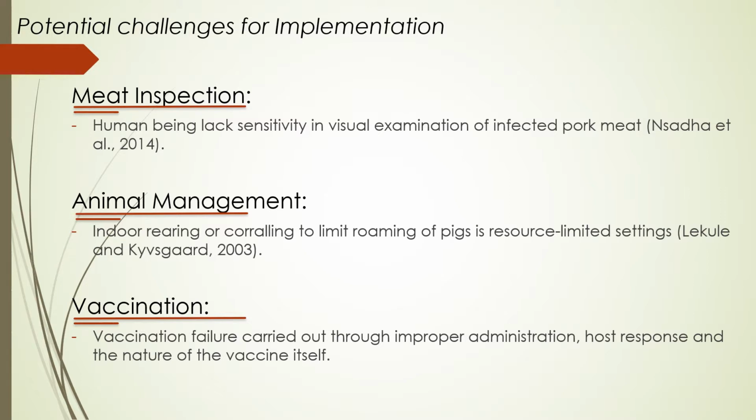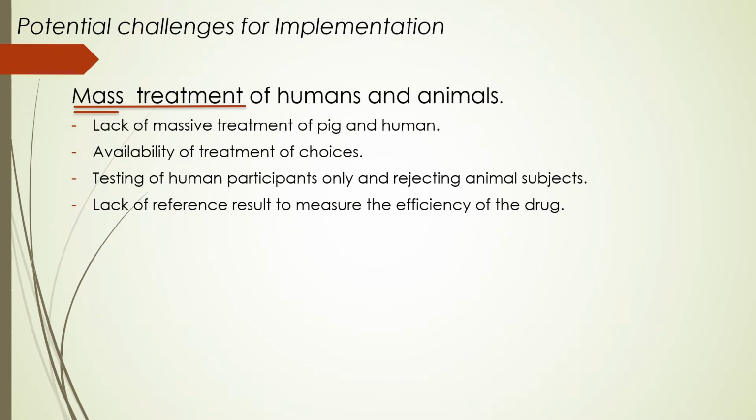For the meat inspection, a human being lacks sensitivity in visual examination of infected pork meat, and lack of routine meat inspection causes poor grading of meat for human consumption, and meat found unfit for human consumption should be discarded. In animal management, indoor rearing or corralling to limit roaming of pigs is difficult in resource-limited settings. And vaccination failure can result from improper administration, host response, and the nature of the vaccine itself. Under mass treatments of humans and animals, lack of massive treatment of pigs and humans increases occurrence of cysticercosis.